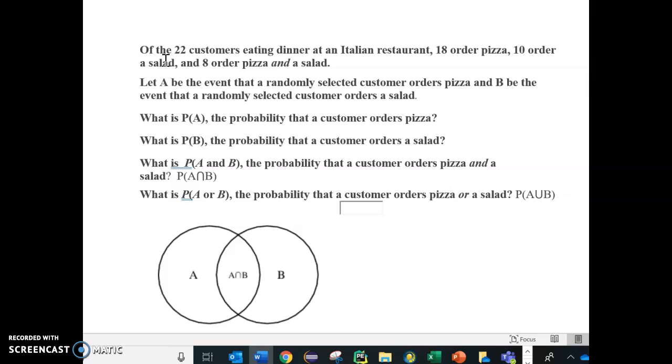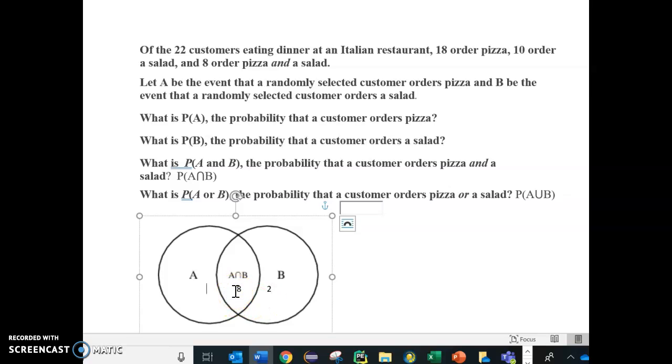This next question is, what is the probability of A and B? The probability that the customer ordered a pizza and a salad. Well, if you look at the Venn diagram, here we have A. Those are all the people who ordered pizza, and there are 18 of those. Of those, there are 8 who also ordered salad. If we take that into account, then there are 8 who did that. There are 2 more who ordered salad, which would be in B.